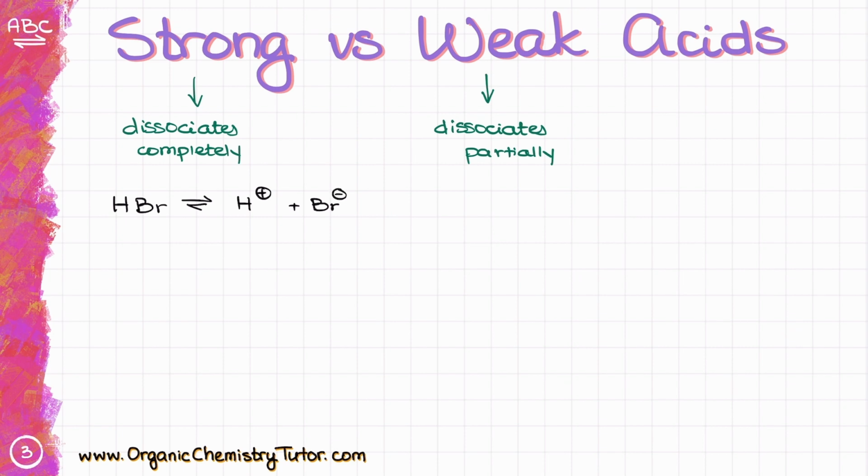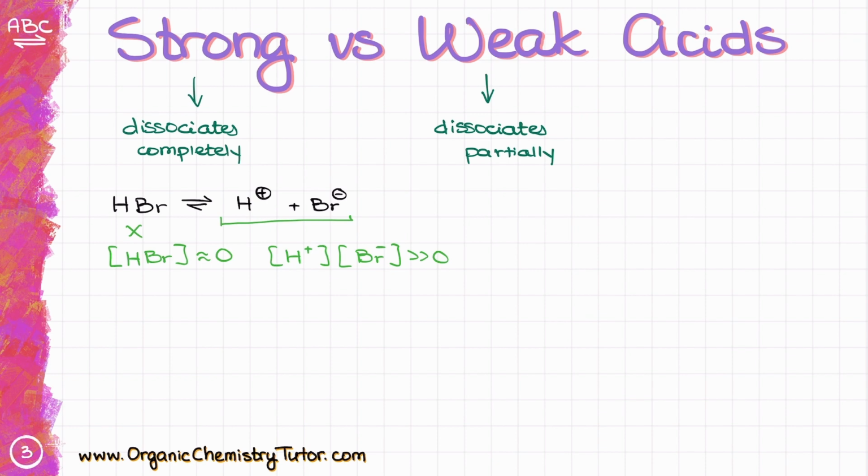Since this is an example of a strong acid, that means that we are pretty much going to have a solution consisting of H plus and Br minus and virtually none of the HBr left. In other words, the concentration of my HBr is going to be nearly zero, while the concentration of my H plus and the concentration of my Br minus are going to be significantly greater than zero.